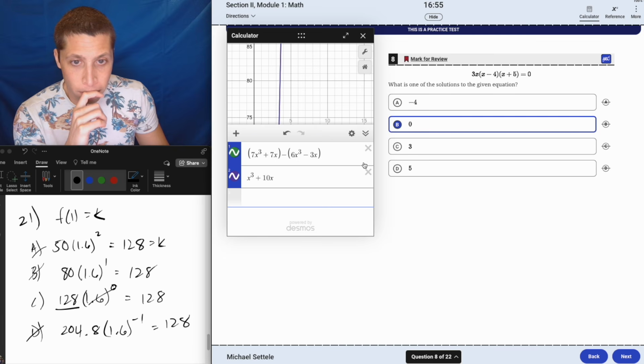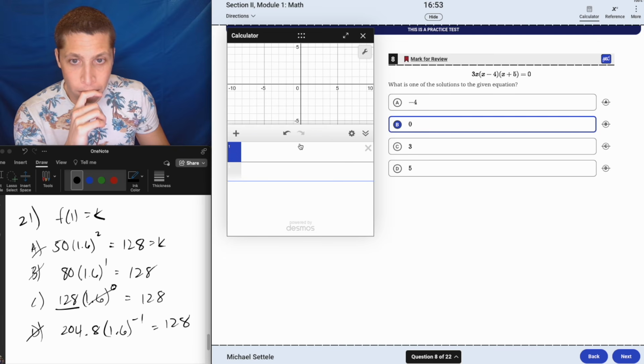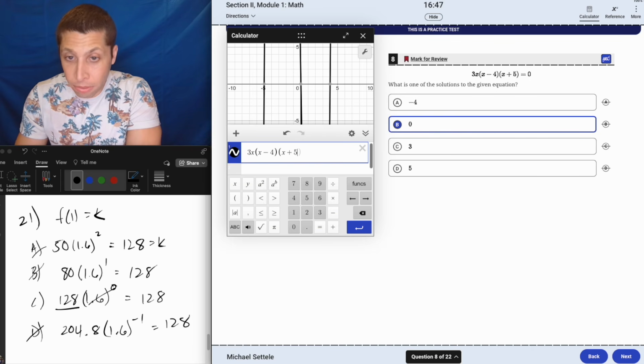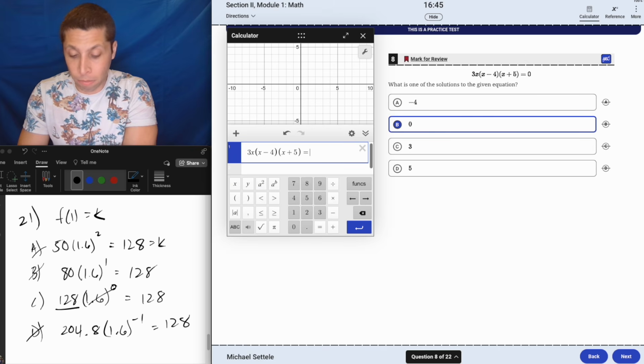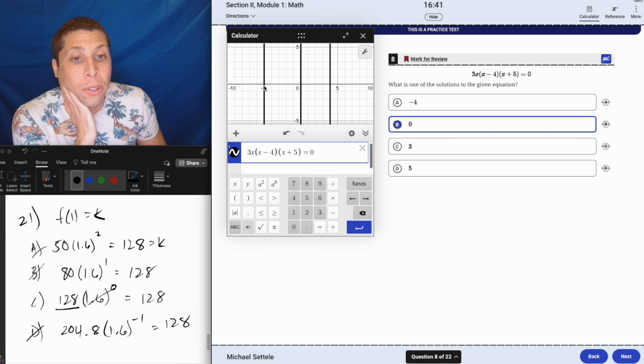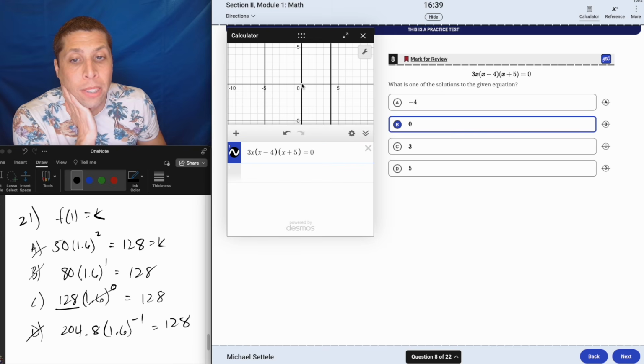8, solutions. 3x times x minus 4 times x plus 5 equals 0. So 3x, x minus 4, x plus 5 is 0. So what is one of the solutions? It's 0. It's clearly 0. Negative 4, or positive 4, negative 5. Done.